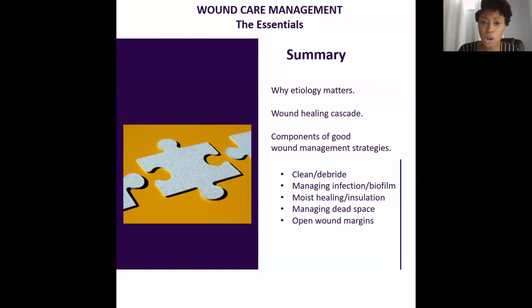And most times a wound is stuck in the inflammation phase, which should only last for about 5-6 days or so, but instead can last for weeks to months and even years. And then we talked about components of good wound management strategies, including the need to clean and debride a wound, manage infection, biofilm, moist healing, insulation, protection from trauma, managing our dead space, and lastly, having open wound margins, allowing for cells to march across and ultimately close the wound.